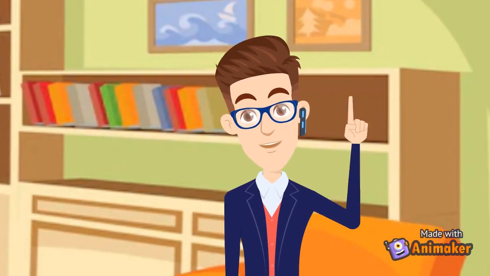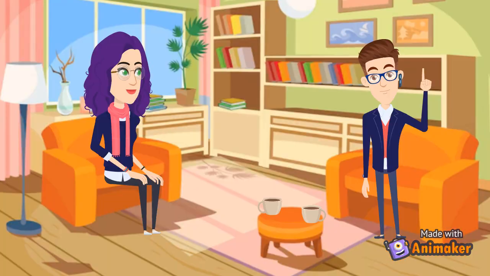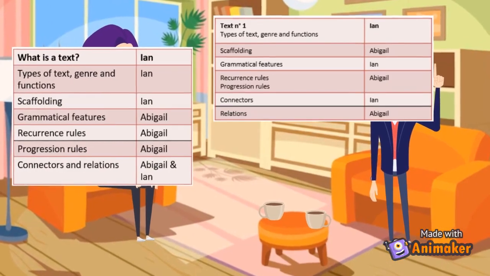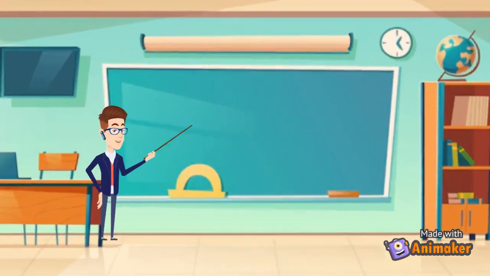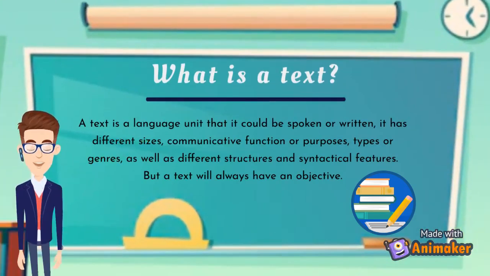The following information will be provided to assist comprehension and interpretation of the previously mentioned texts. What is a text? A text is a language unit that could be spoken or written. It has different sizes, communicative functions or purposes, types or genres, as well as different structures and syntactical features. But a text will always have an objective.